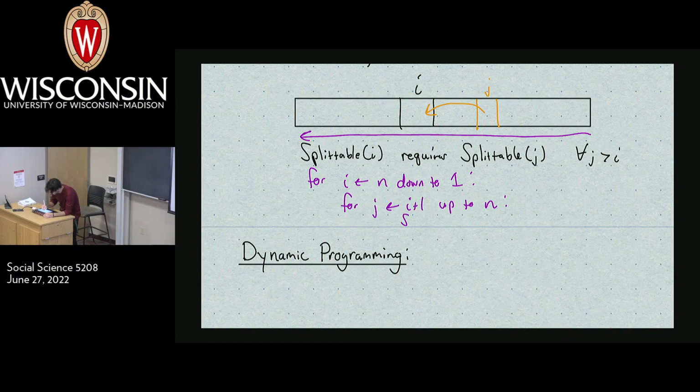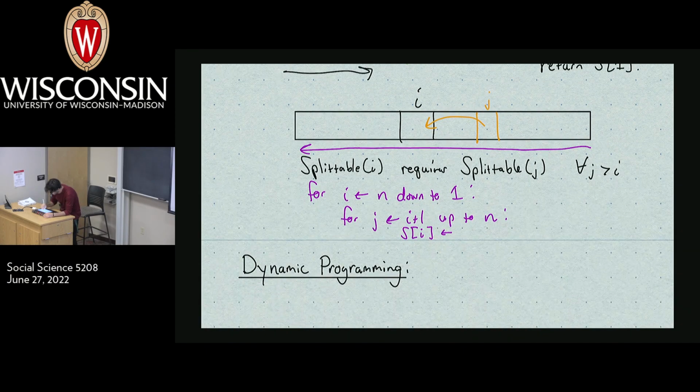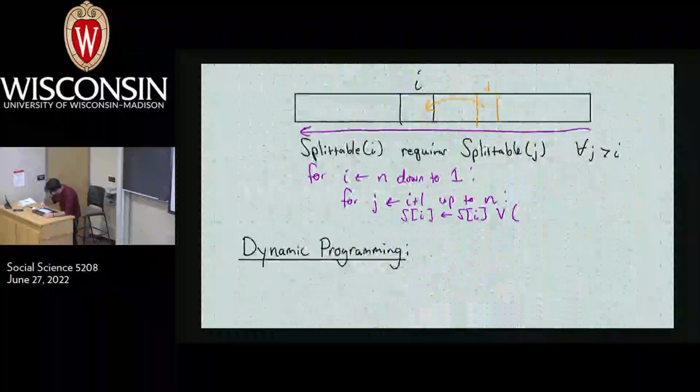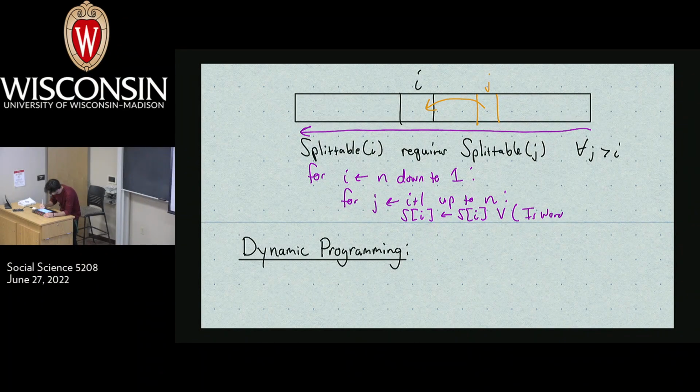So we'll have S of I equals the previous S of I, or is word ij and S of j plus 1. And at the end you return S of 1. So that's basically the whole algorithm.